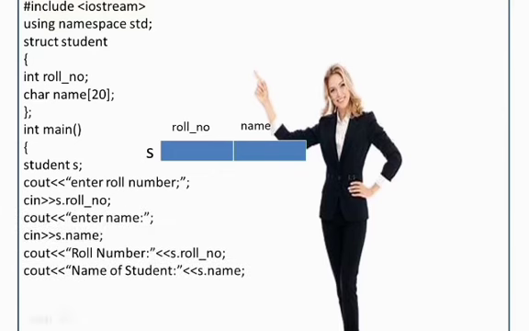Okay, cout, enter the roll number. In the output screen, we can see this message. Then cin s dot roll number. Here, a dot operator is used to access the structure members. Similarly, we can access name also. That is, cout, enter the name, cin s dot name. Then the final statement to display the result. Okay. Then at last, return 0.